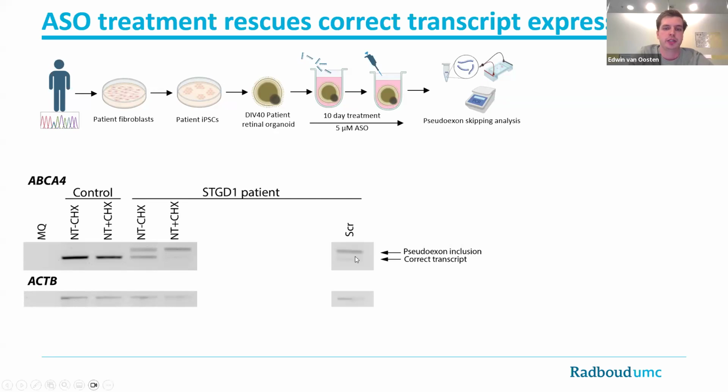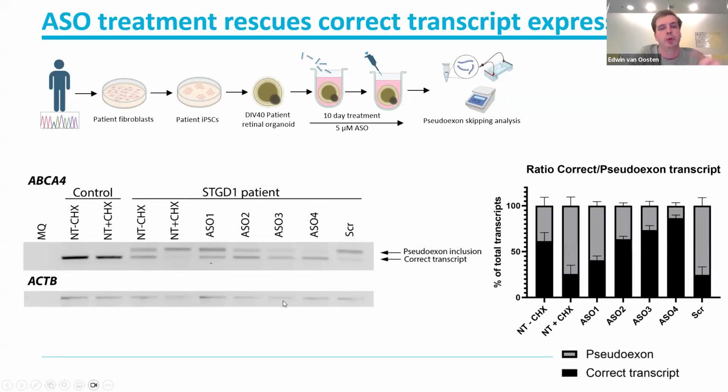We also added the scrambled ASO as a control, and here we see the very same thing as the non-treated sample. And we added our 4 different ASOs, and we see various degrees of correction of the pseudo-exon. Then we calculated the ratio between the pseudo-exon included transcript and the correct transcript, and we saw that specifically ASO3 and 4 are highly effective in restoring normal transcript expression.